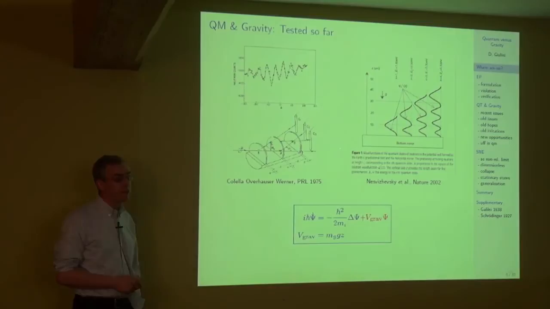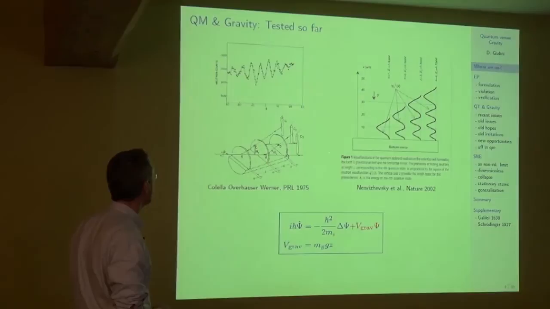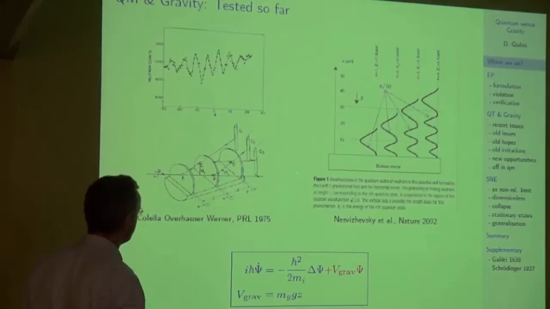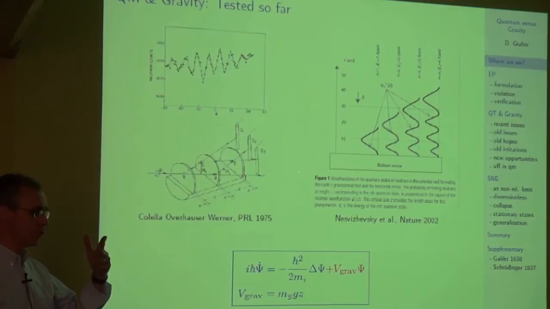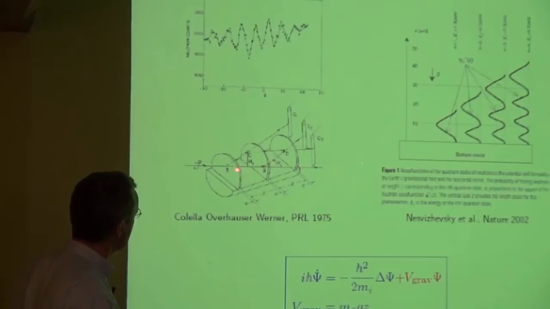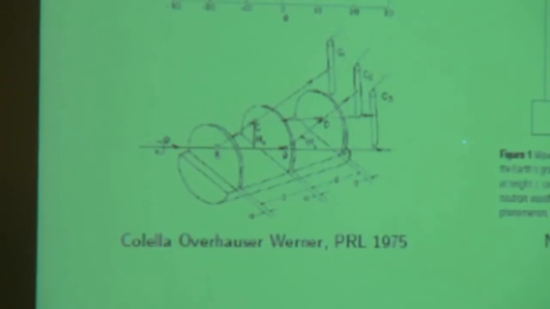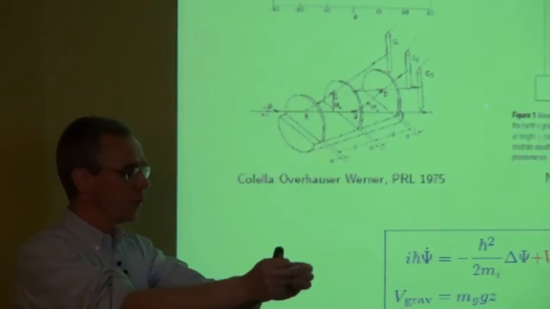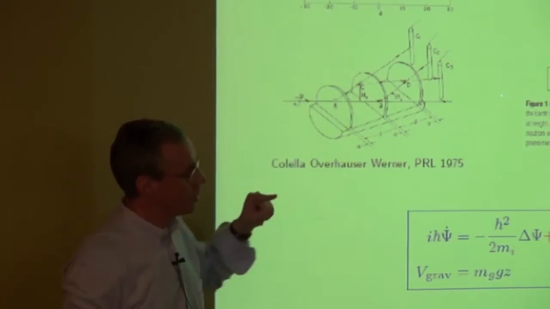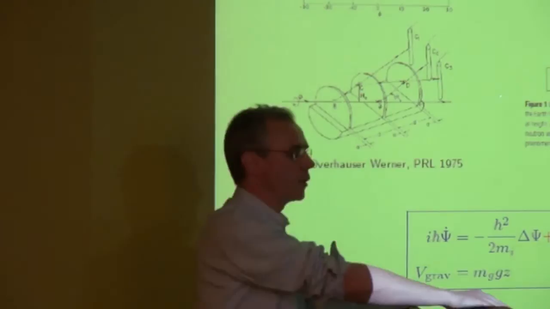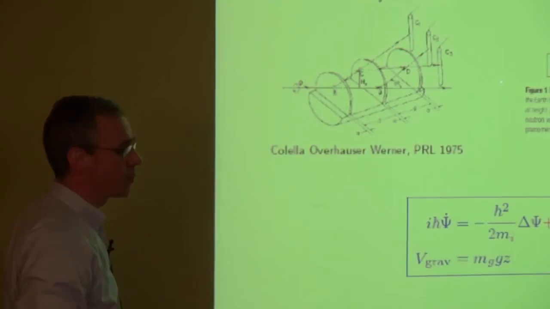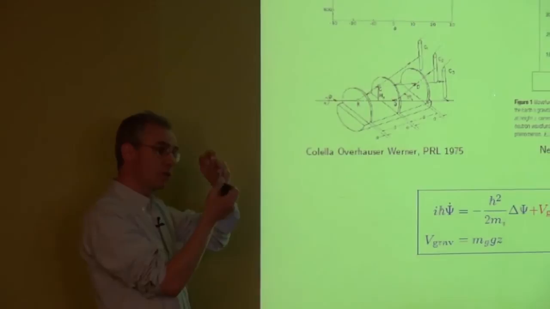Here are two classic experiments. One is the famous Colella-Overhauser-Werner experiment from 1975, in which you have two beams of very, very cold neutrons. And they are diffracted in a crystal, and it's a typical interference experiment where the quantum mechanical wave function of a particle gets coherently split and travels along two different paths and then is coherently combined. And the idea is that one of these paths runs in a different gravitational potential than the other one, for example, at a different height, and then they are combined again. And the phase shift that you observe at the end via the diffraction pattern depends on this difference of the gravitational potential.